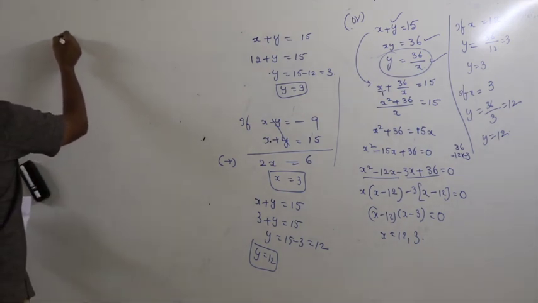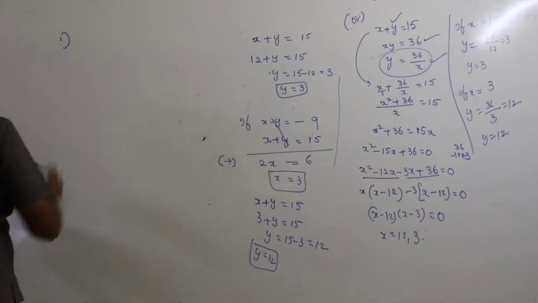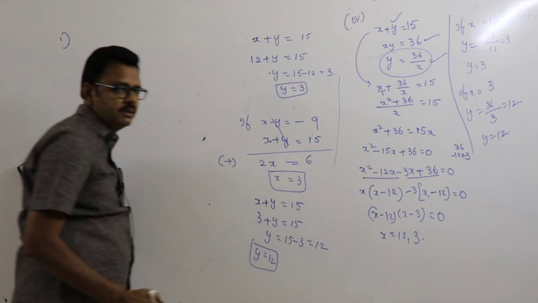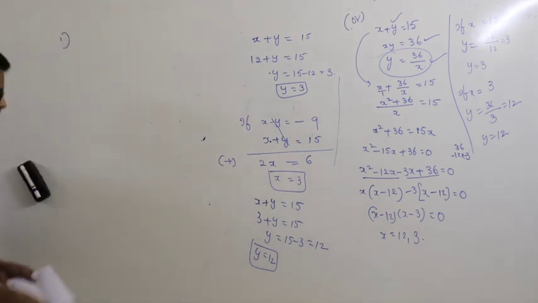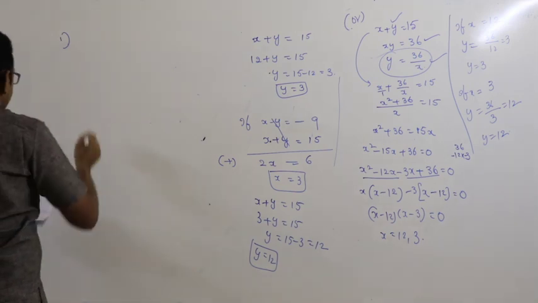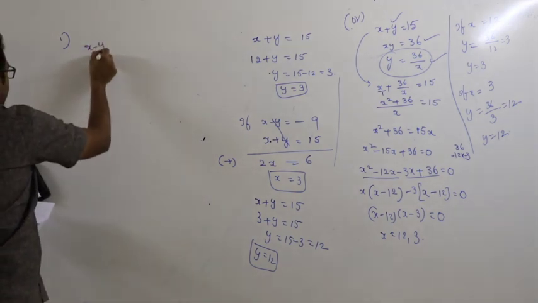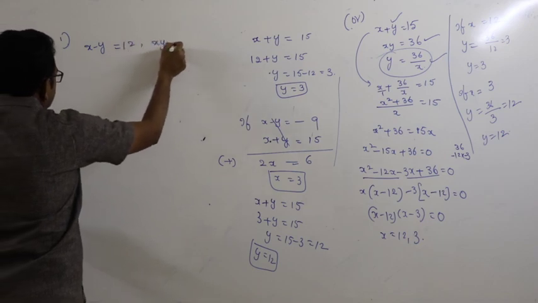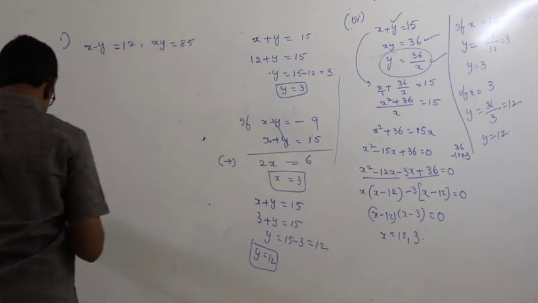So, you do some problems. Any one method or this process, any one method, according to your convenience, you can solve the problems. Solve: x minus y is equal to 12, xy is equal to 85.